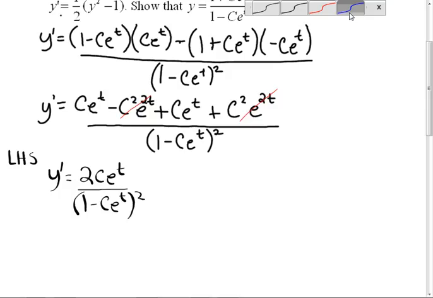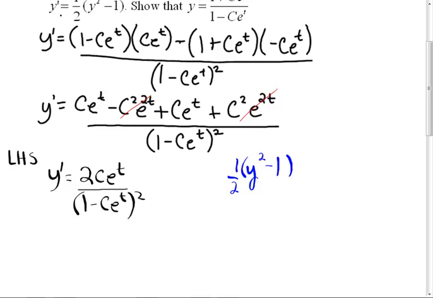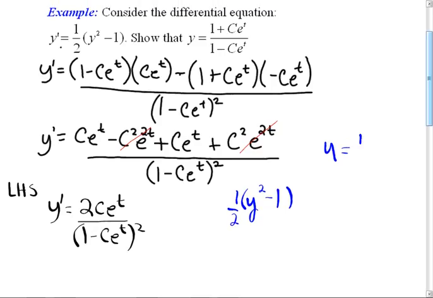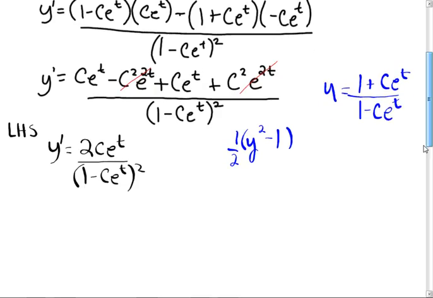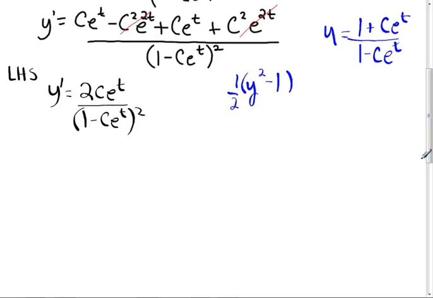So this was 1/2 of y squared minus 1. And so y was equal to, I'm just going to write it so I can see it, 1 plus c e to the t over 1 minus c e to the t. Now, if you're going to become an engineer, you're going to be doing lots of algebra like this. Or you'll be using Mathematica or a computer of some sort.